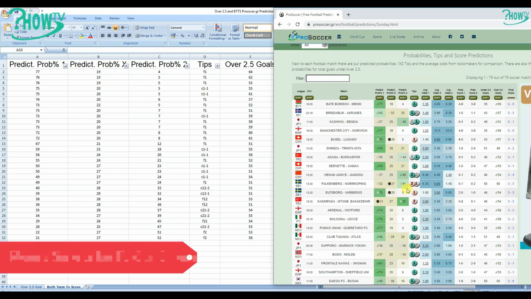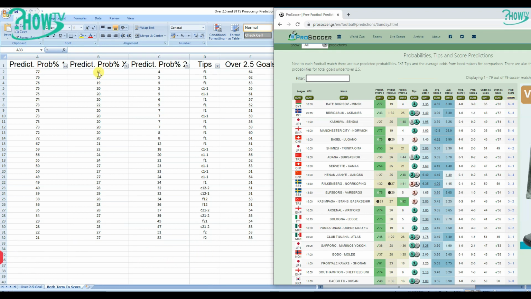All right, now look out for 77194. Then make sure that the tip is F1, and when you go to over 2.5 goals here, it should be above 64. All right, you see this one is 65. Look at the final score. The final score is 6 goals.